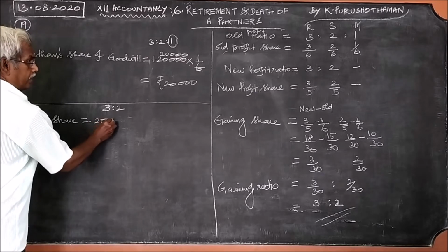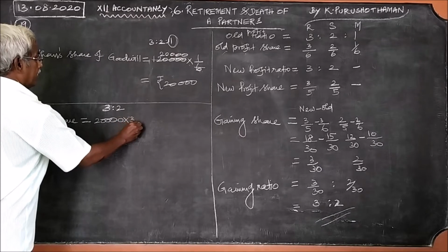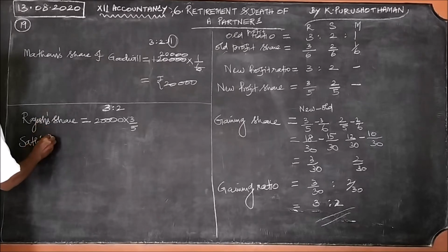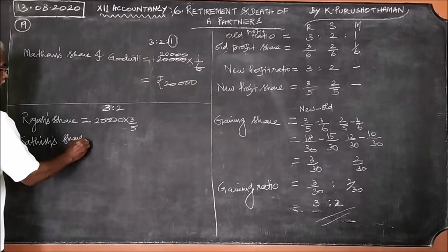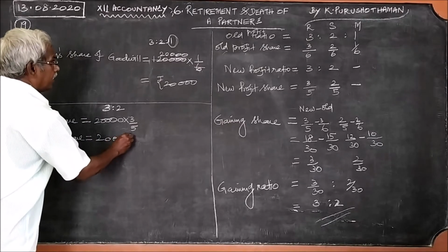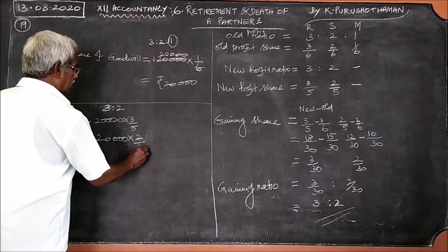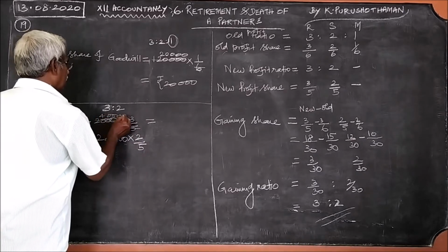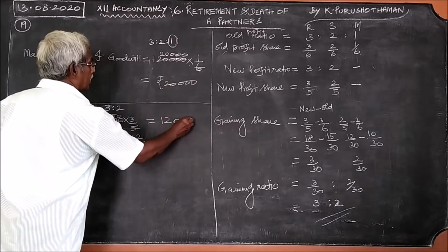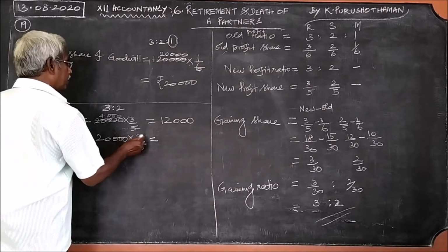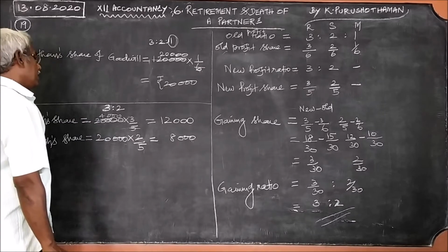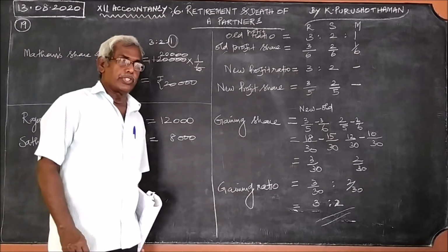So 20,000 into 3 plus 2, 5, 3 by 5. Then Satish's share, next to Rajesh: 20,000 into 2 by 5. If you simplify this, 4 5s are 20, 4,000. So 3 into 4,000, 12,000. Here also 4 into 2, 8,000. This is how the retiring partner's goodwill is divided among the continuing partners. Once again, I repeat the same.